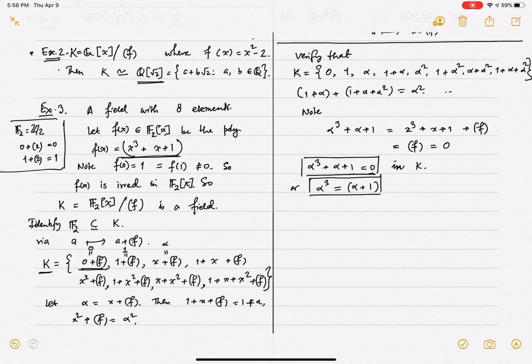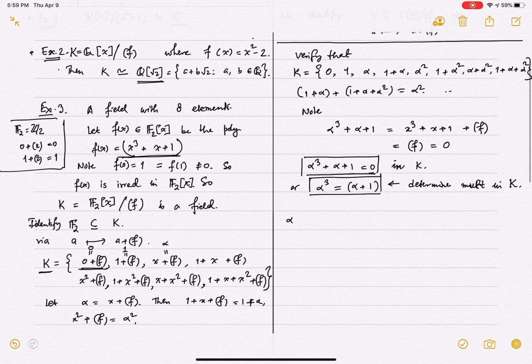So this determines multiplication in K. For example, let's take, I don't know, and together with the fact that 2 is 0. So let's do alpha square plus alpha plus 1 times alpha square plus 1. Just do this multiplication. What do you get?